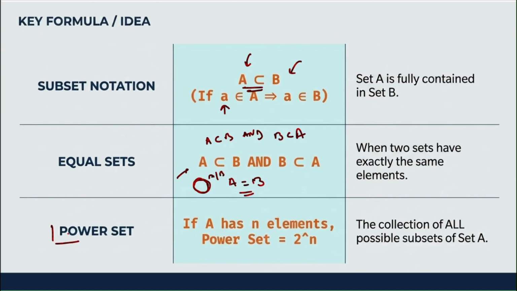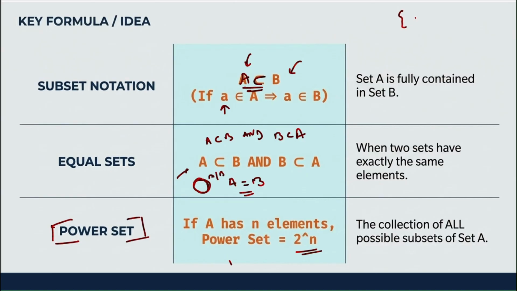Next, we move on to the very important concept of power set. So the subset is defined like this. We have a set A, which is a subset of B. Then the total number of subsets possible from a given set which has n elements is given by this formula. This is 2 to the power n.